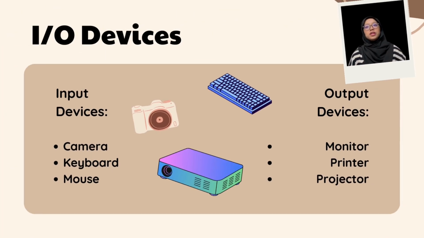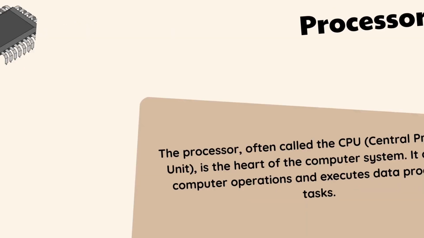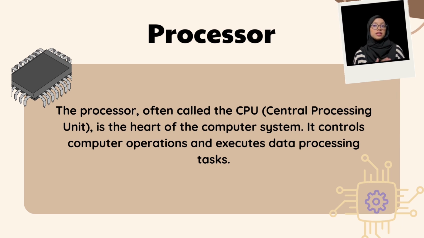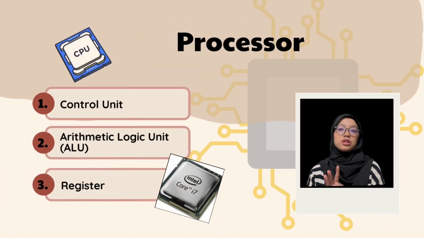Some examples of input-output devices that we can see in our daily life are camera, keyboard, mouse, monitor, printer, and also a projector. The processor, which is often called the CPU, Central Processing Unit, is the heart of the computer system. The processor controls computer operation and executes data processing tasks. There are three main components in the processor. First is the control unit, often called CU. Second is the arithmetic logic unit, ALU, and third is the register.